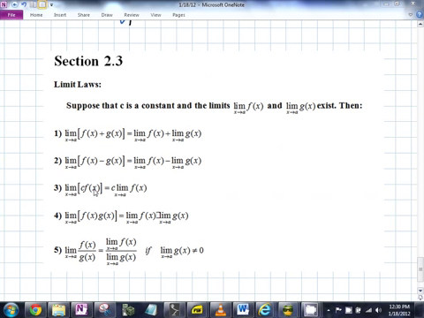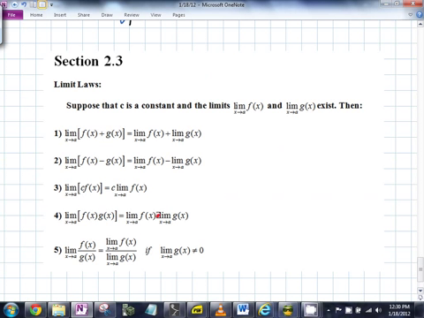If you have the limit of two things multiplied together, this is supposed to be a multiplication sign right here, you can do the limit of the product of the limits. In this one right here, this is important. If you have the limit of two things that are being divided, you can break it apart and do the limits separately as long as what?